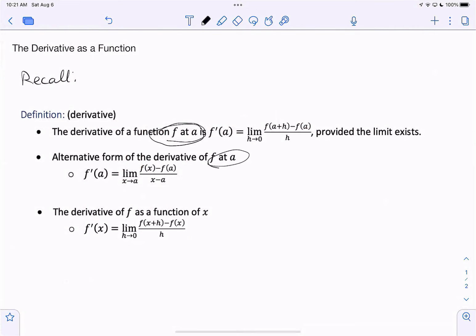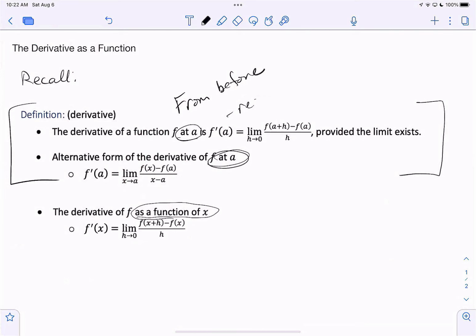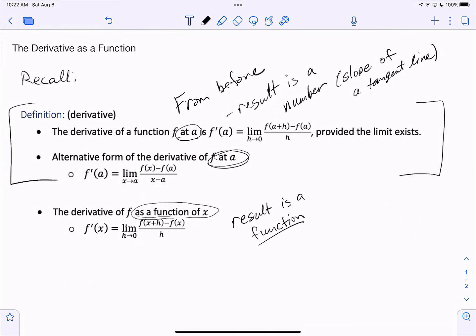The difference here is the first two definitions we just looked at are the derivative of f at a. And the new one is the derivative as a function of x. Right, so these first two are from before, and the result is a number, which can be considered the slope of a tangent line. Here the result is a function of x. Now, the function itself can give you a slope for any value you place in place of x, but this thing is a function. And we're going to see how they differ as things unfold.